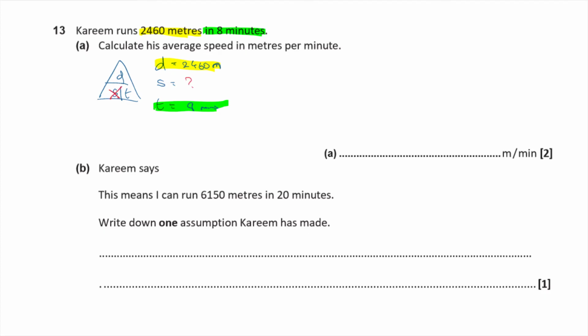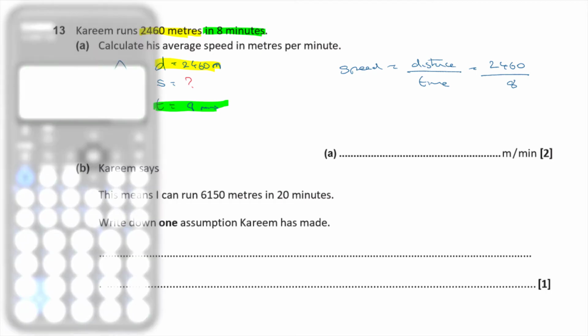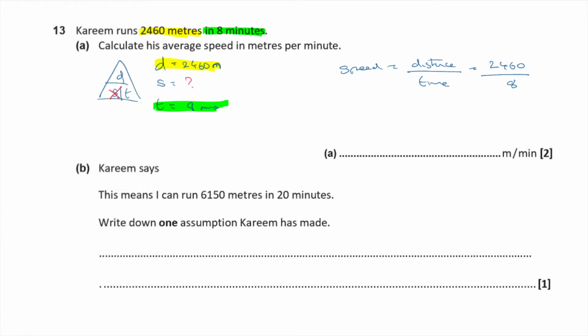Okay, so cover up speed on our triangle, and it tells me that it's distance divided by time. So speed equals distance over time, which is 2,460 divided by 8. Okay, 2,460 divided by 8, that is 307.5. 307.5 meters per minute. Okay.